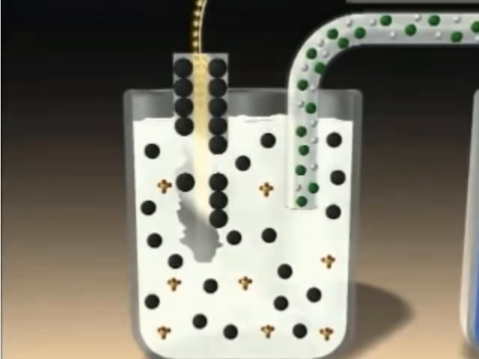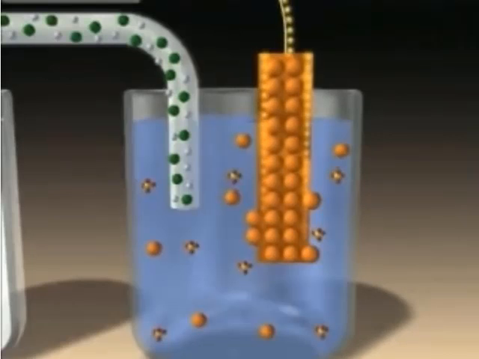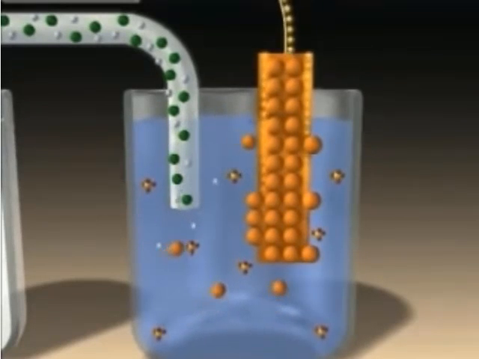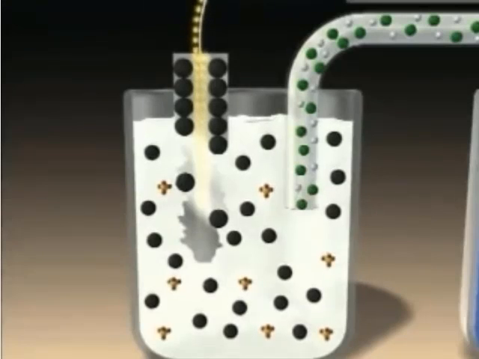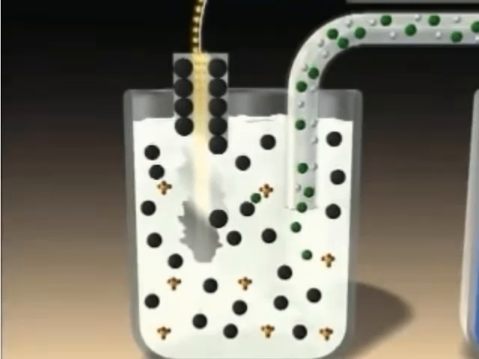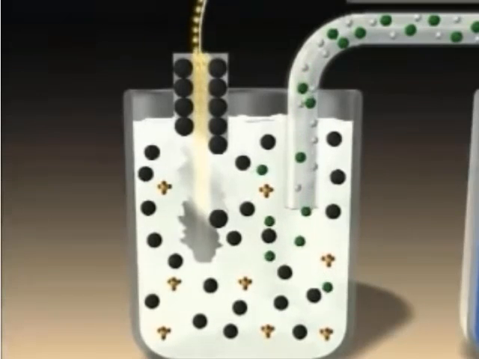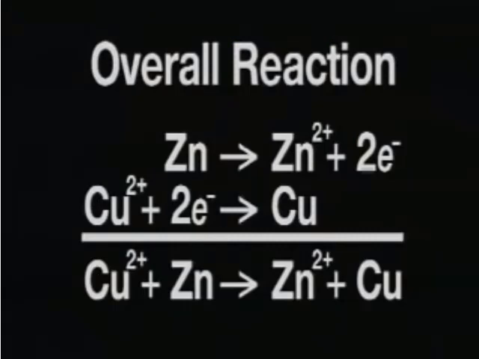As the reaction continues, excess positive zinc ions build up in the zinc solution. At the same time, the loss of copper ions from the copper sulfate solution creates an excess of negative sulfate ions. Positive sodium ions migrate into the copper sulfate solution from the salt bridge, while negative chloride ions migrate from the salt bridge to the zinc solution and maintain neutrality of the solutions. The overall cell reaction can be written like this.